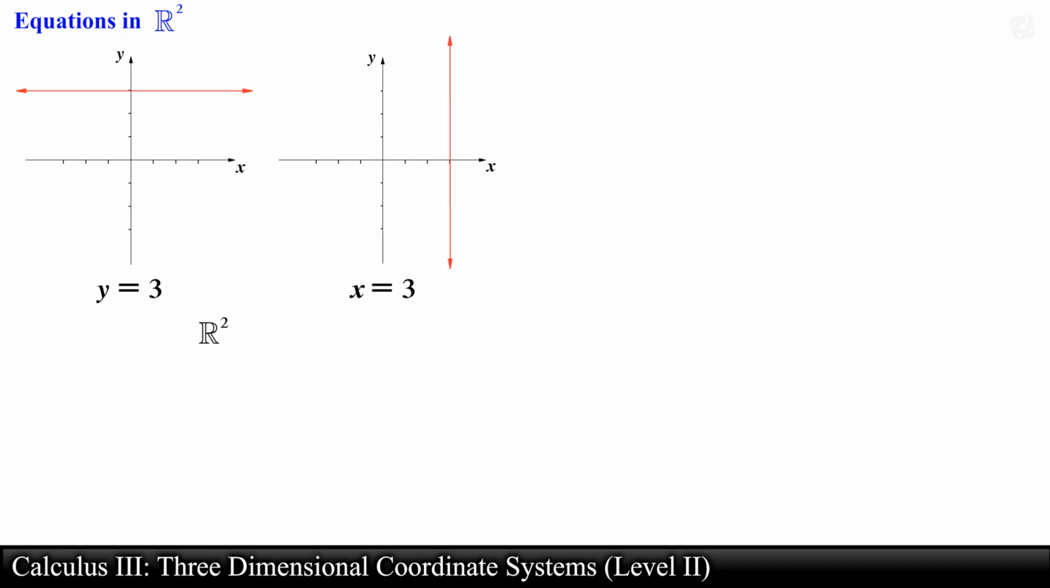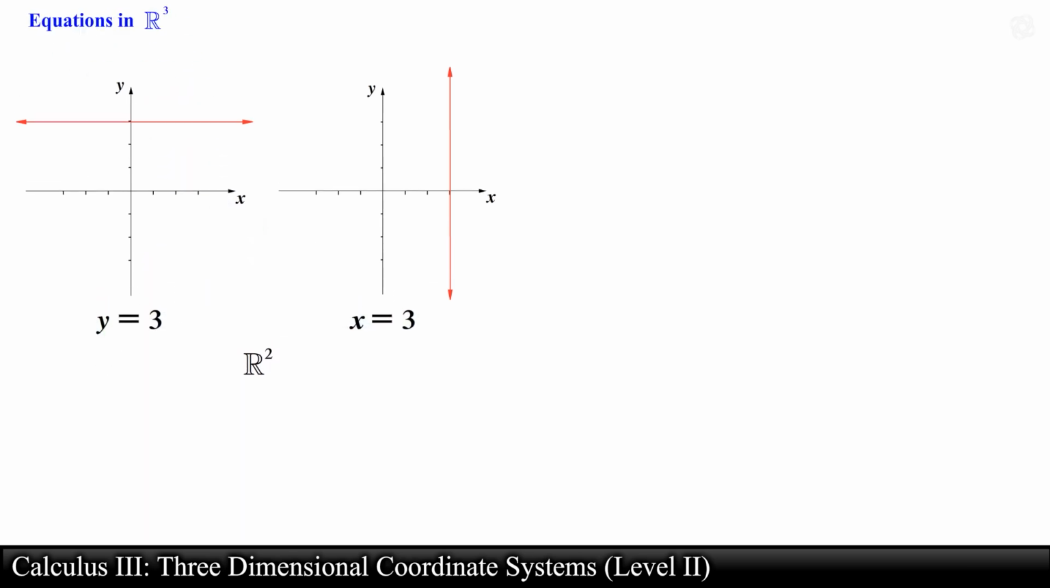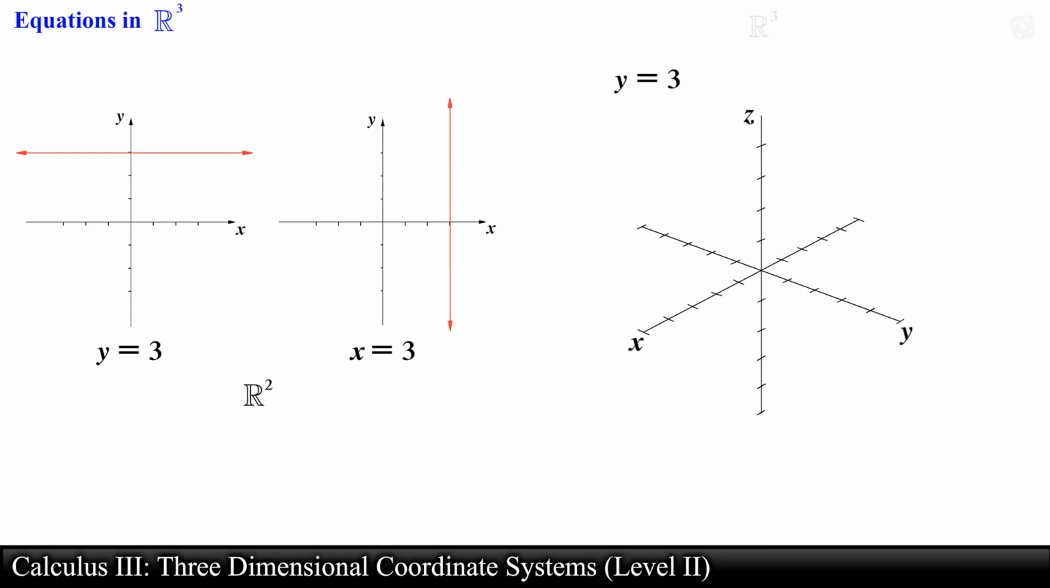Notice that when you have an equation with a single variable, such as y equals 3 or x equals 3, the second variable is free to take any value, since there were no restrictions on that variable. This idea will be very important when we start graphing equations in a three-dimensional coordinate system. So let's go ahead and graph the equation y equals 3 in R cubed. Notice that from this point on, it's key to specify what coordinate system we are referring to. Is it R squared or R cubed? Since this will determine how many variables we're going to deal with, and ultimately determine the final graph of the equation. In this case, we are graphing y equals 3 in R cubed.